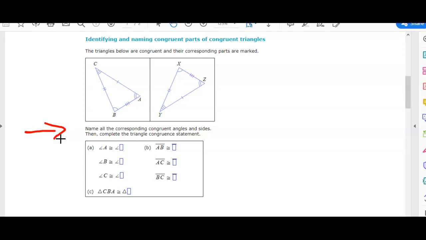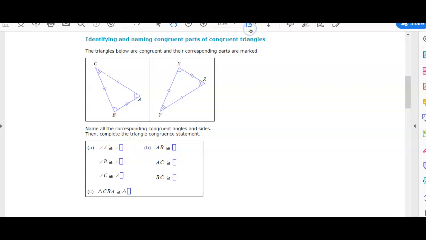All right, so let's see. They're starting off with angle A right here, you guys. So let's go ahead and figure out what angle A is congruent to. Now, angle A has 2 tick marks. So we're going to come over here. We're going to find 2 tick marks here. So angle A is congruent to angle Z.